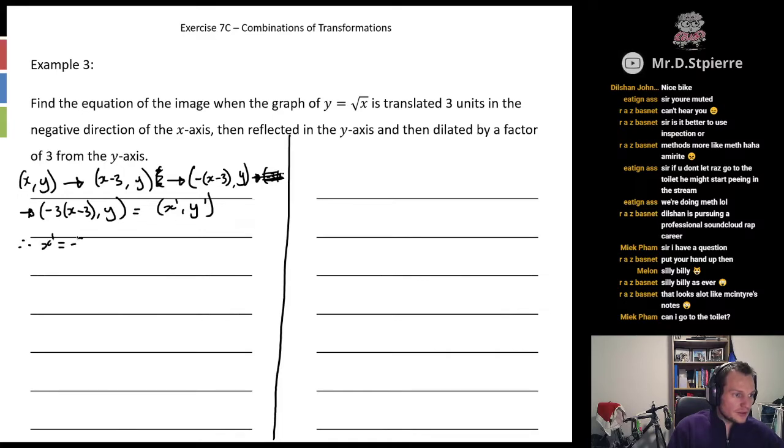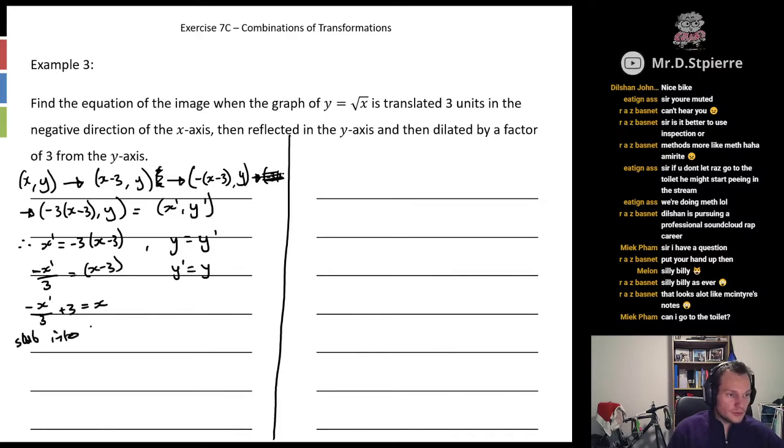Therefore, x dash is equal to negative 3, x minus 3, and y is equal to y dash. So rearrange, we get negative x dash on 3 is equal to x minus 3, so we get negative x dash on 3 plus 3 is equal to x, and y dash is equal to y. And we sub in like normal, okay? So the only new part is stacking the transformations. That's the only new bit. Okay, so sub into y equals root x.